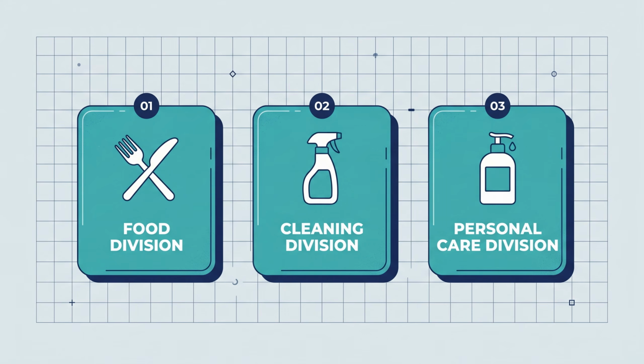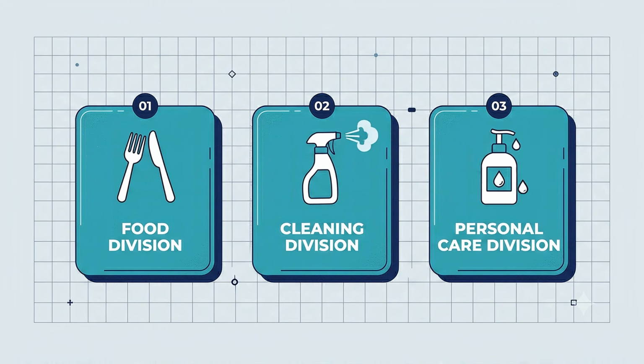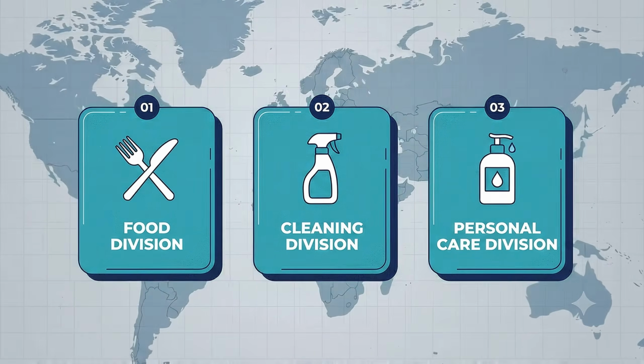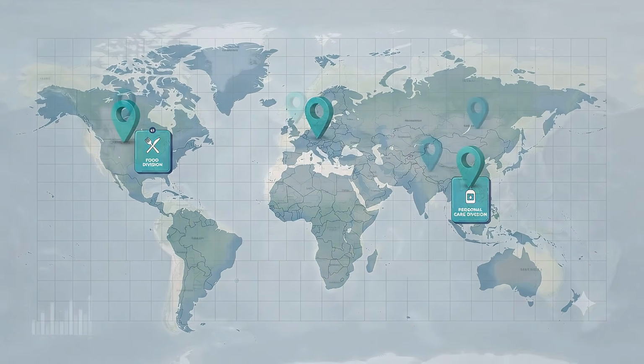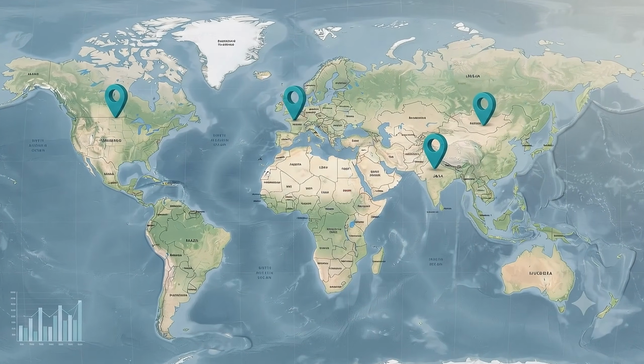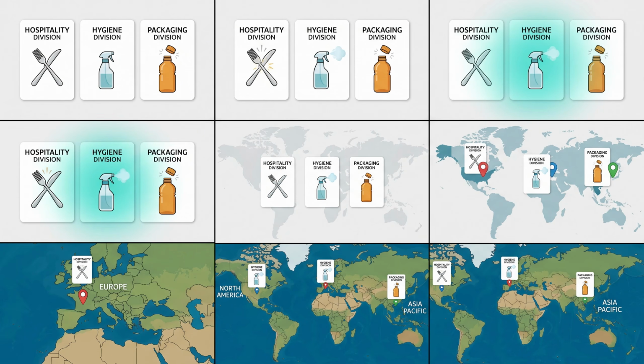business. The downside? Duplication. Each division ends up with its own HR, its own finance team, its own marketing function, which can be expensive. Then there's geographical structure.